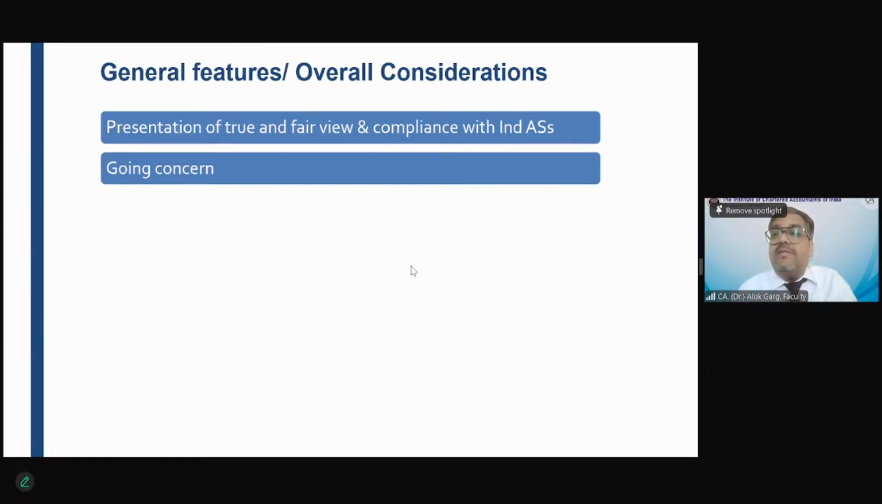Going concern: your financial statements have to be presented on a going concern basis. This is a fundamental accounting assumption. But if the going concern is deviated, for example, there was a plastic manufacturing company. On 28th February, the government came up with an announcement that all the plastic manufacturing companies will be banned in Delhi after 30th September 2025. And this announcement came on 28th February 2025.